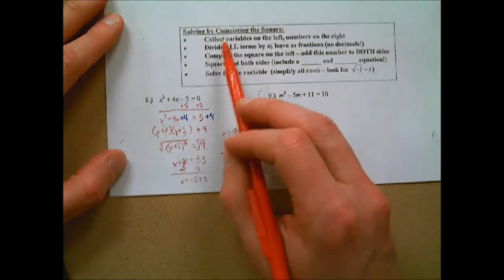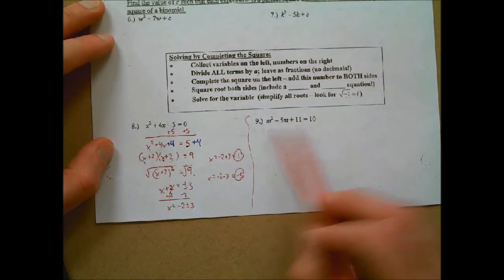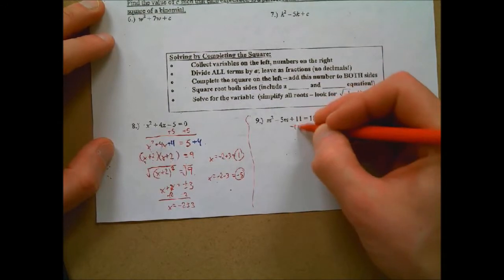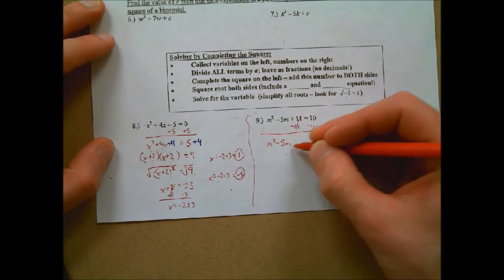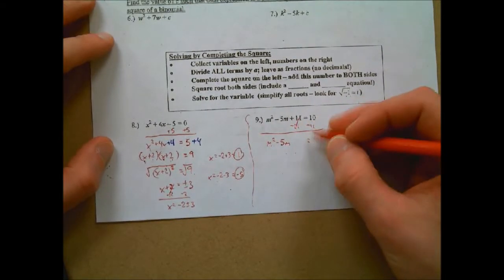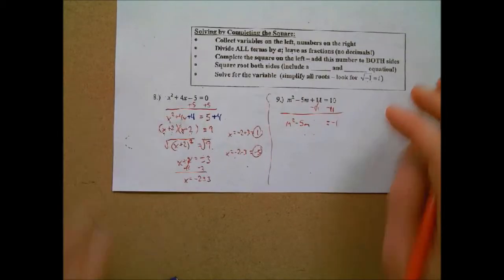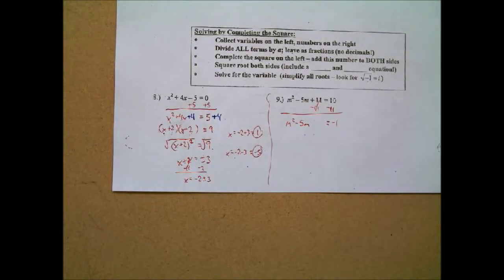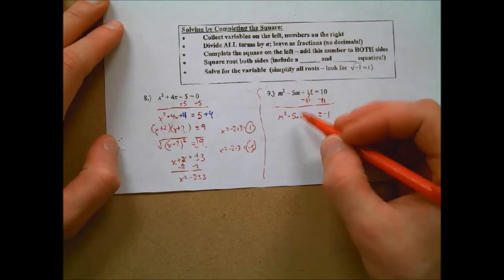Collect all the variables on the left, numbers on the right. What's got to move here? The 11. So subtract 11 from both sides. Leave us some space, I should say. And then subtract negative 1. Ugh, stupid fractions. All right, again, this thing is not a perfect square.